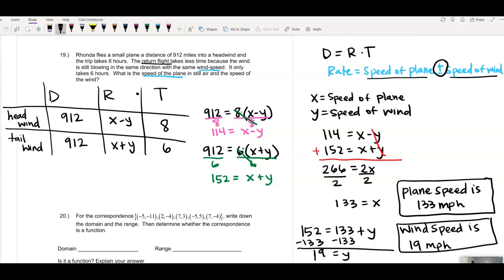Okay. Now, could your wind speed ever be more than your plane speed? Think about this in practical terms. No. Why not? You'd be in a hurricane. You wouldn't be flying, would you? You'd be falling. It would not be a good sight, right?